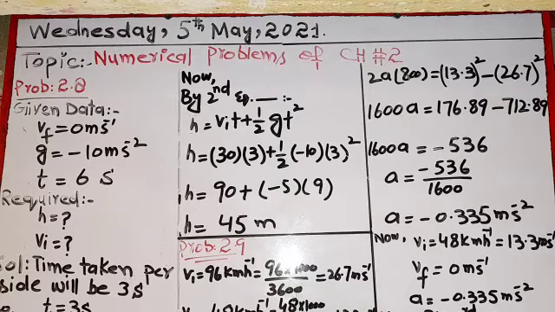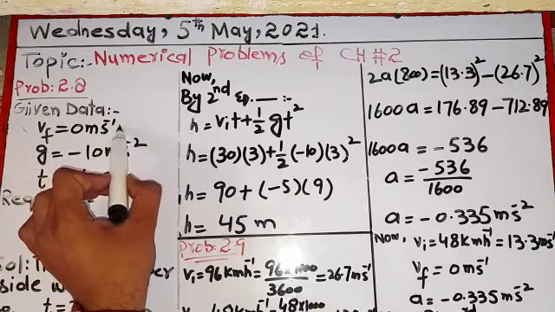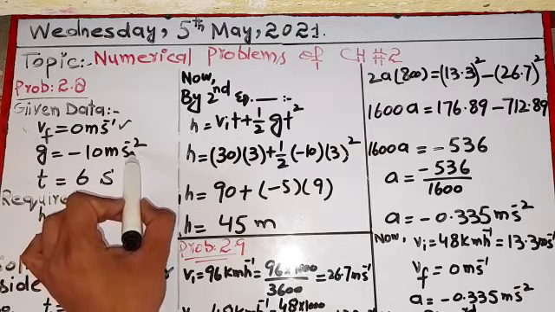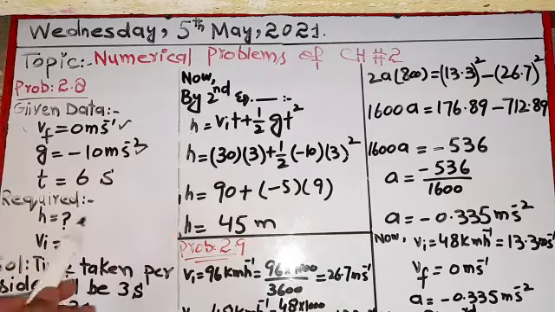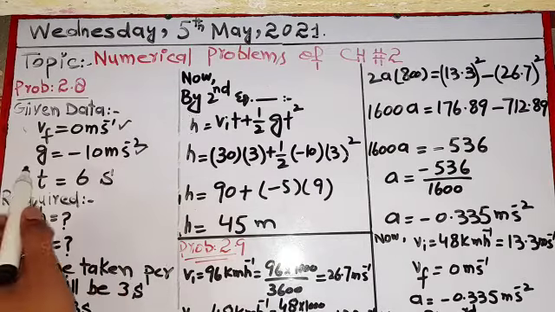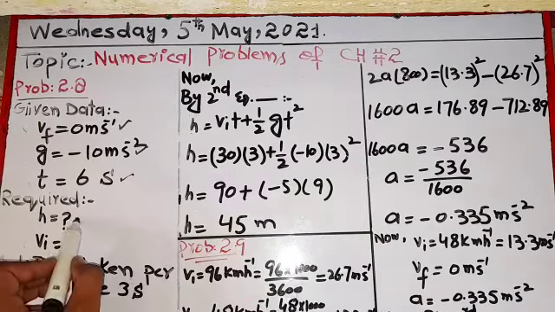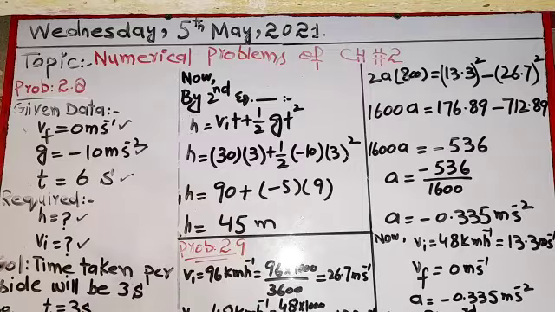In this statement, it is clear that when the ball reaches maximum height, its final velocity becomes 0. And as the ball moves from earth upward, the gravitational acceleration will be minus 10 meter per second square, and the total time the ball takes is 6 seconds. We have to find the maximum height of the ball and the initial velocity of that ball.